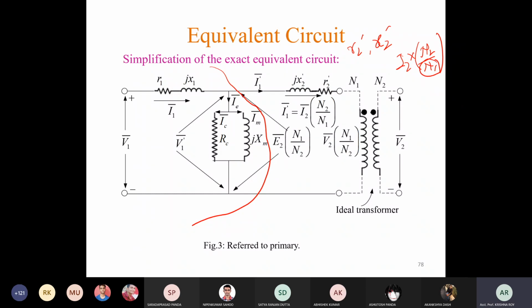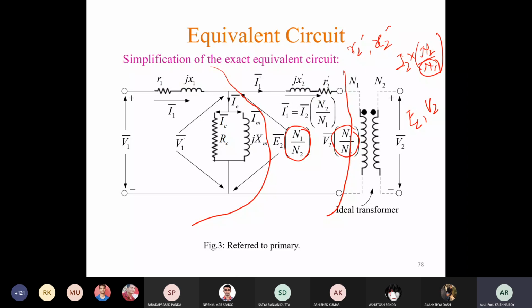All the voltages of the secondary side, one is E2, another is V2. These two are transferred to the primary side using the direct voltage ratio. That is, these two voltages are multiplied by the direct ratio N1 by N2. So up to this, is it clear? Yes sir. How are these quantities referred to the primary side?